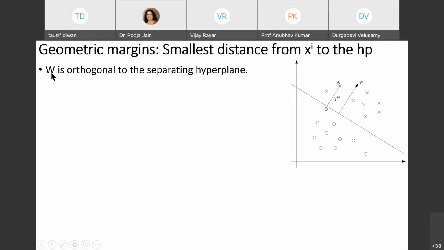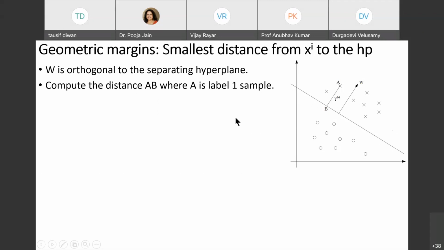One thing is that this W should be orthogonal to the separating hyperplane. Just look at this. If this is the separating hyperplane, then this vector W is orthogonal. Why? Because any point that lies on this separating hyperplane should satisfy that W transpose X is equal to 0, or more specifically, W transpose X plus B is equal to 0. That's why we are saying that W is orthogonal to the separating hyperplane.